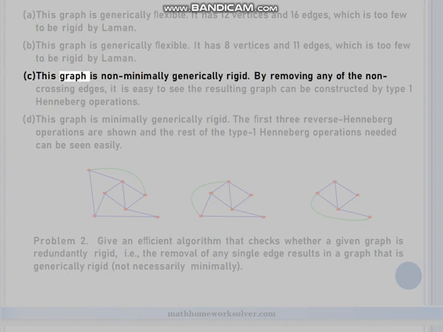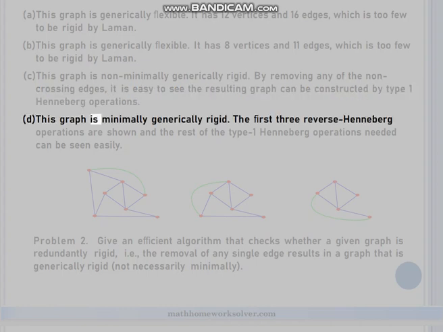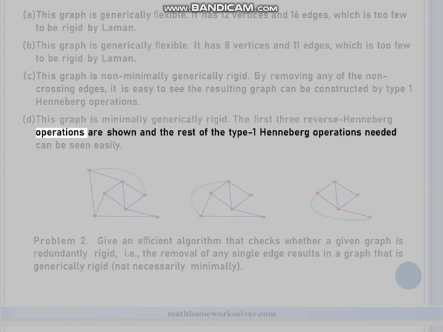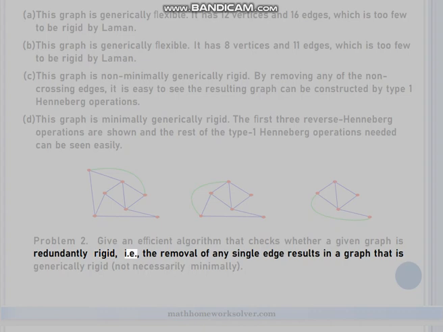C. This graph is non-minimally generically rigid. By removing any of the non-crossing edges, it is easy to see the resulting graph can be constructed by type 1 Henneberg operations. D. This graph is minimally generically rigid. The first 3 reverse Henneberg operations are shown and the rest of the type 1 Henneberg operations needed can be seen easily.